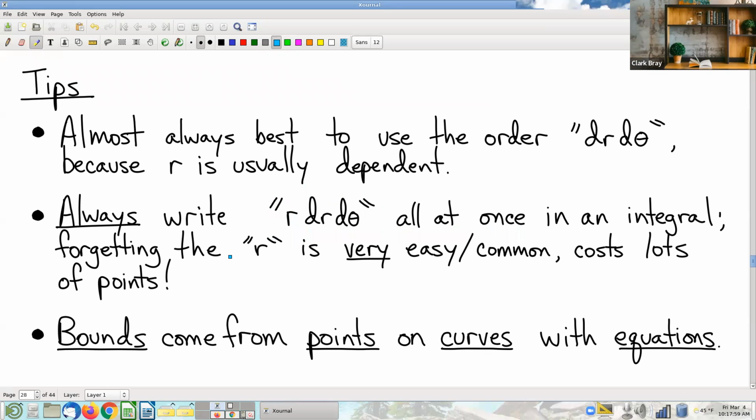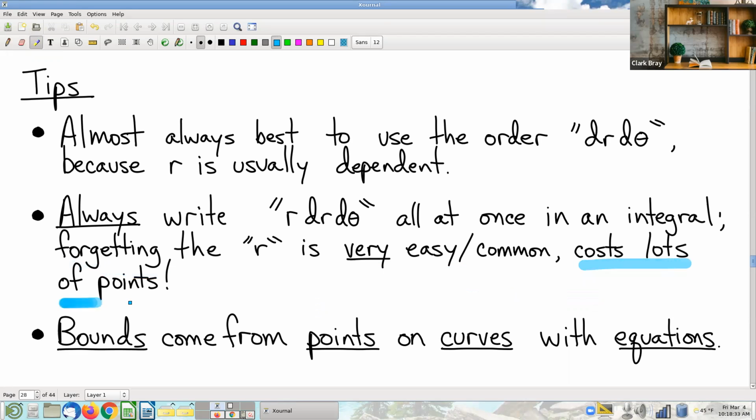The very common story that I see a lot is for students to write down dr d theta alone because, hey, man, don't bother me with stretching factors. I'm thinking about bounds right now, right? I'll fill in that stretching factor later. And then they get into the bounds and thinking about the shapes and the slices. And then when that's all over, whoops, I forgot. And they forget to put in their r. And it costs a lot of points.